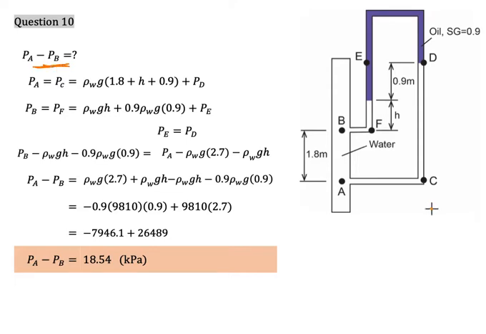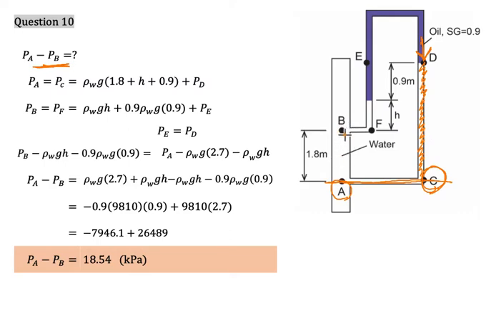So we start our calculation like this. Because we could draw a line here, we could say that the pressure at A is equal to the pressure at B. And then the pressure at C consists of this rho GH, plus the pressure at point D.